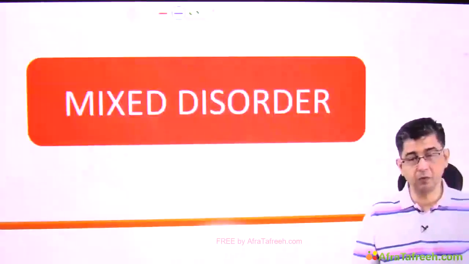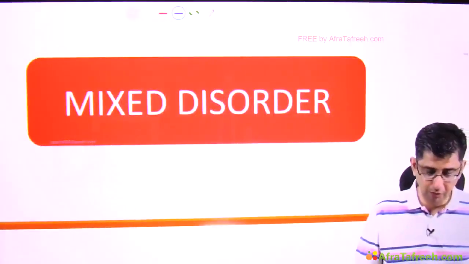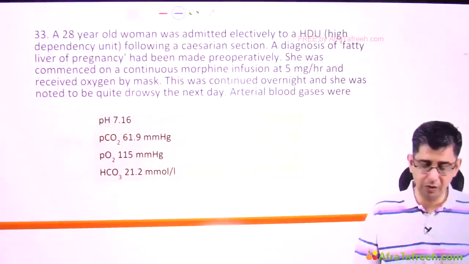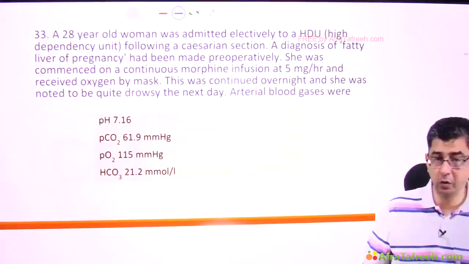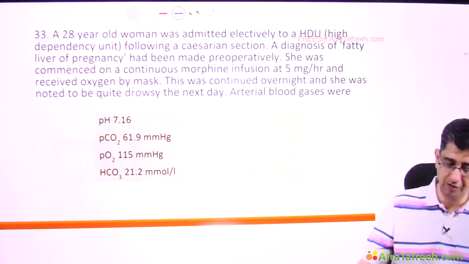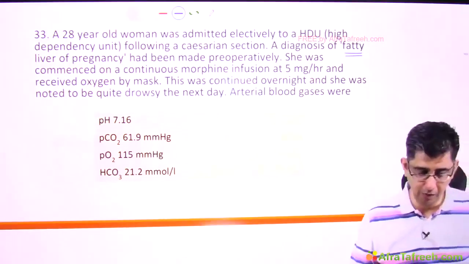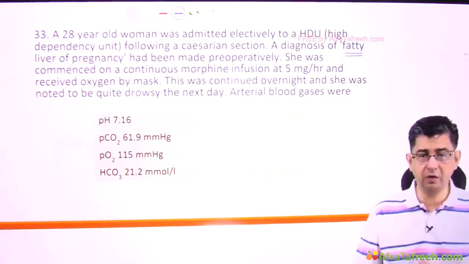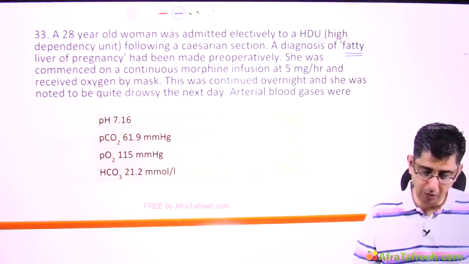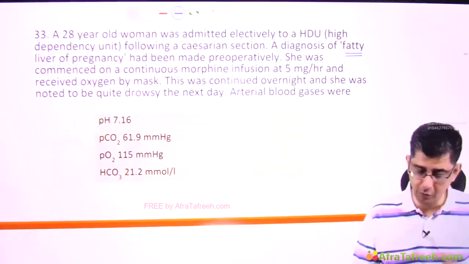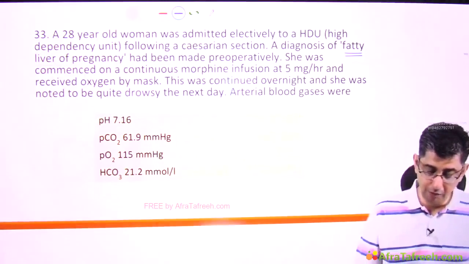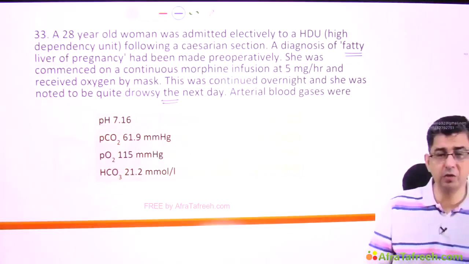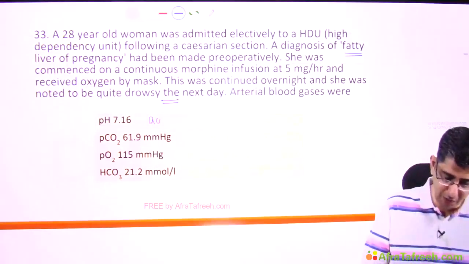Moving to the next one, mixed disorders. This is the one that you really need to be least bothered about because it's very in your face. A 28-year-old lady was admitted to the high dependency unit following a cesarean section. A diagnosis of fatty liver of pregnancy was made pre-operatively, and she maybe has right upper quadrant pain, so they put her on a morphine infusion. Since she is post-operative, for post-operative pain and even for right upper quadrant discomfort, you can give a morphine infusion. And she's very drowsy the next day, so the question is itself telling you there's a respiratory acidosis developing in the patient. This patient has an acidotic pH.